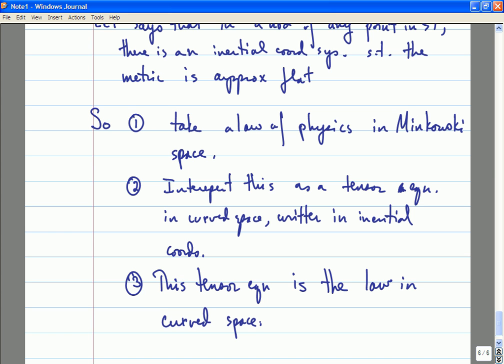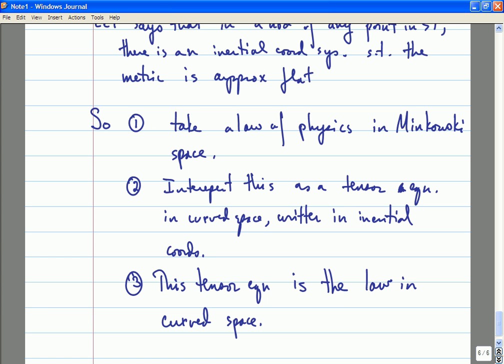Yes? Or if we want to have a really changing metric, Minkowski space, and see what the law of physics... Right.